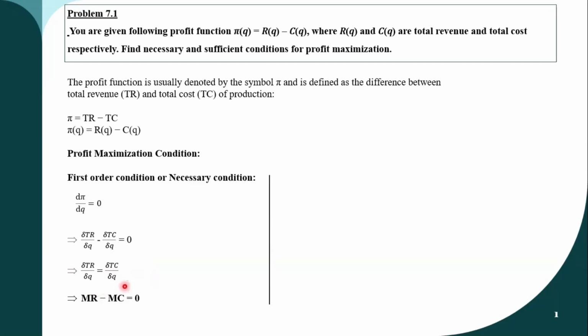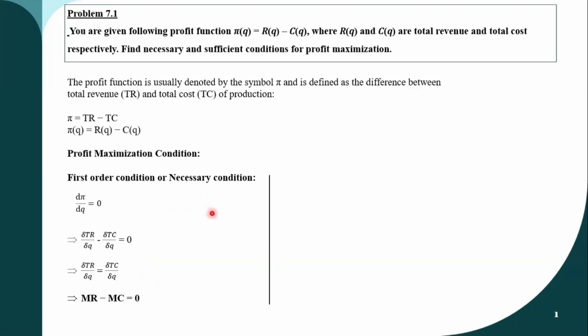And we know that if we differentiate total revenue with respect to Q and total cost with respect to Q, then we find marginal revenue and marginal cost. So the equation is MR equals MC, or MR minus MC equals 0. So this is the first order condition, or necessary condition, for profit maximization.